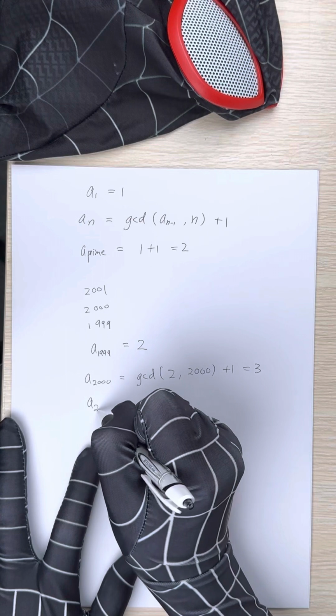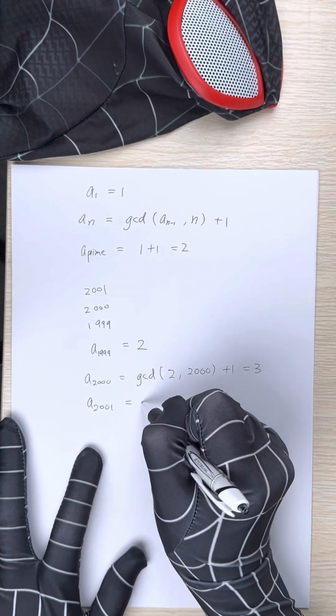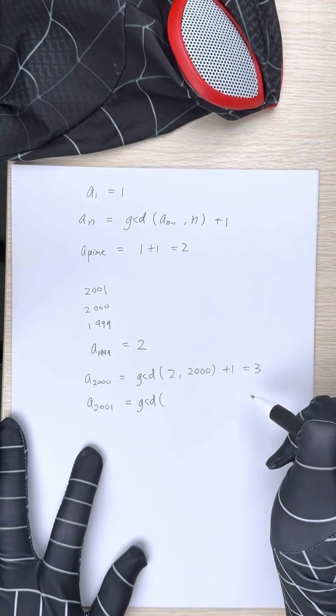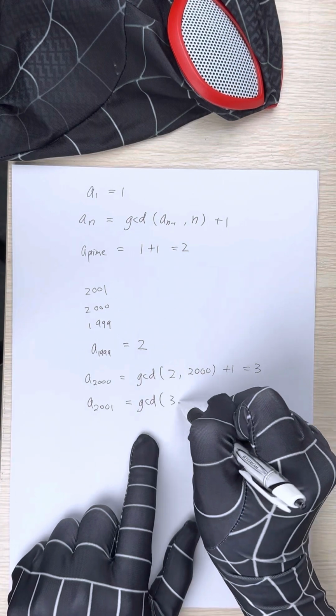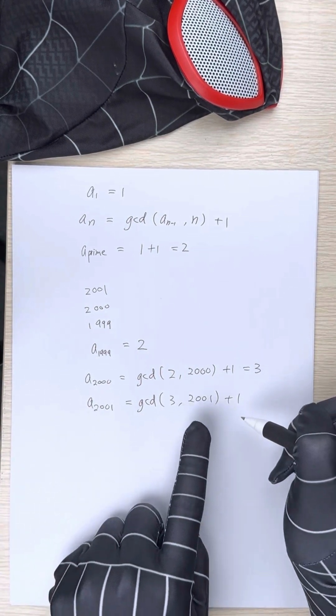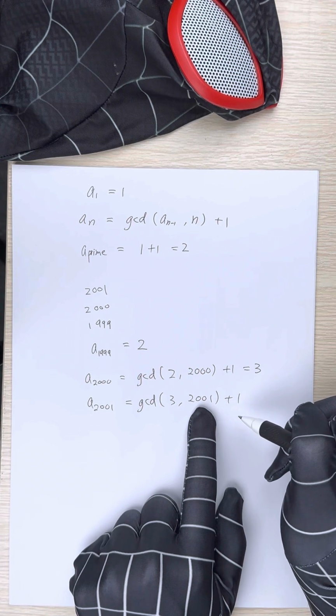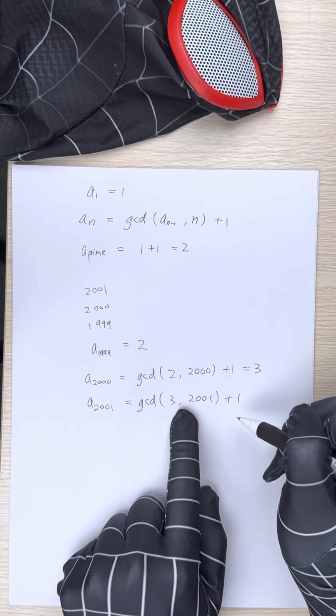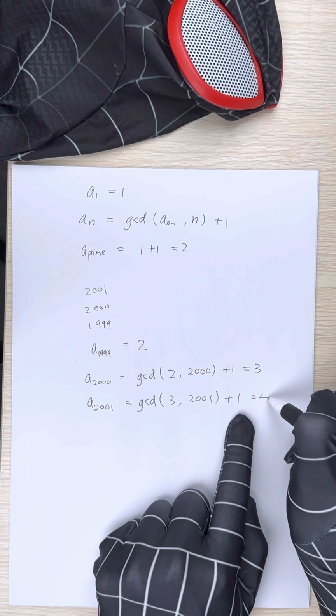Next term, a of 2001. That will be the greatest common divisor between the previous term, which is 3, and n itself, 2001. Well, we know that this number is divisible by 3. So the GCD will be 3, plus 1, that's 4.